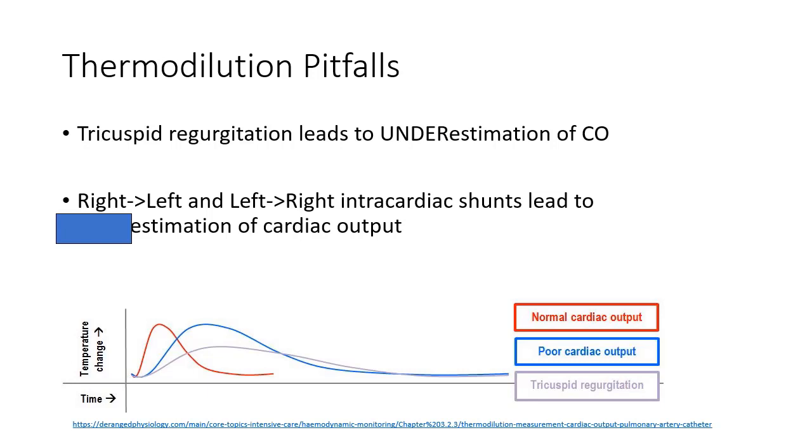Now what about shunting? So both right to left and left to right intracardiac shunts actually will lead to the opposite problem. The reason is, in a right to left shunt, if that cold blood gets injected, it shoots from the right side to the left side and dilutes very quickly. So it looks like the cardiac output's very high. And then if you have a left to right shunt, say you have that cold saline injected, that left blood is very warm. It shoots across and it heats it up very quickly. So again, it looks like the blood washed out very quickly and it looks like a very high cardiac output. So both shunts lead to an overestimation of cardiac output.